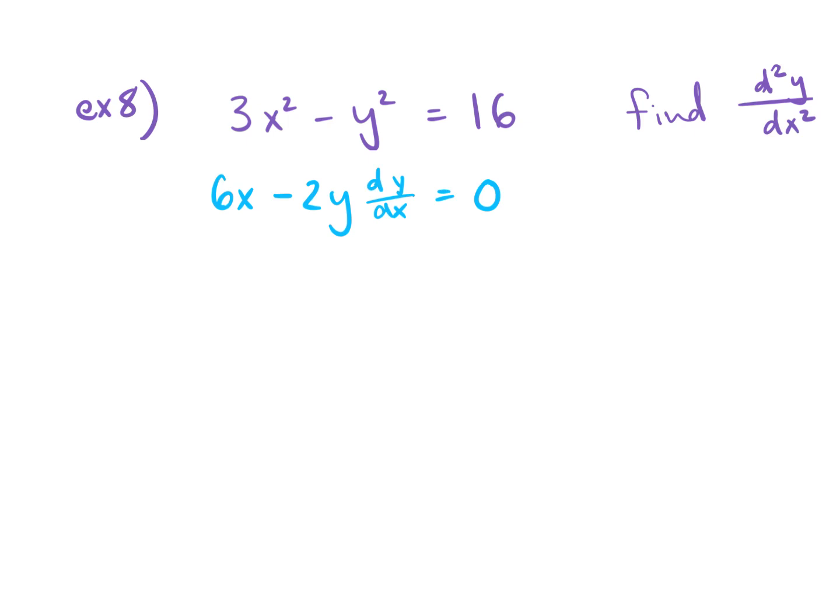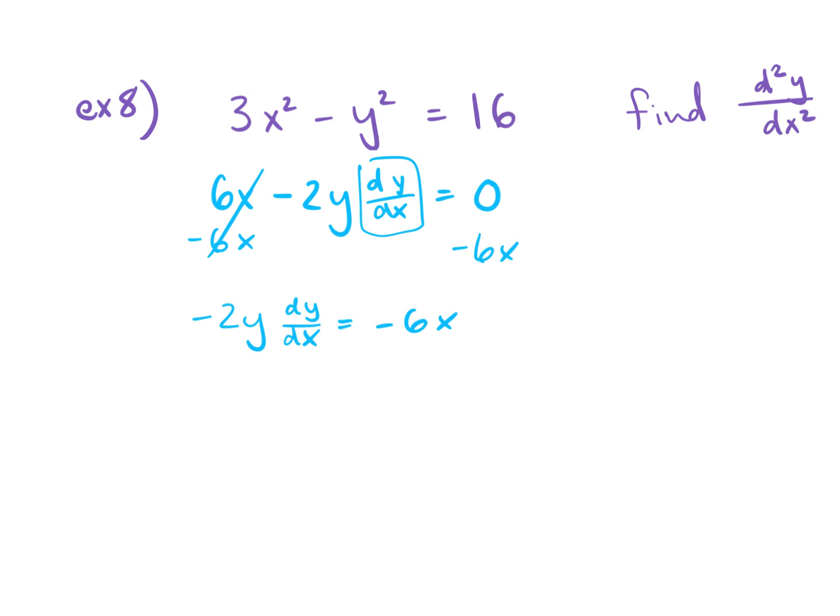Now, before we go ahead and find the second derivative, it helps to get the dy dx all by itself and then just take the derivative again of that. So let's isolate our dy dx. So I'm going to subtract 6x to move it to the other side. So negative 2y dy dx is equal to negative 6x.